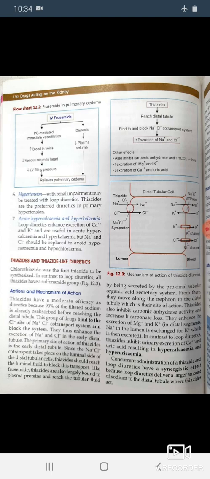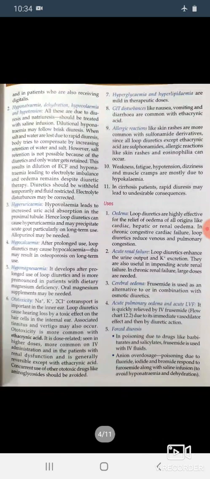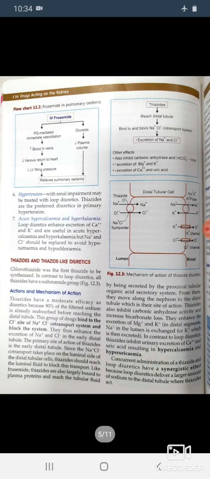So there are 7 uses: edema, acute renal failure, cerebral edema, acute pulmonary edema and acute left ventricular failure, forced diuresis, hypertension, and hypercalcemia and hyperkalemia. So till now we have discussed the mechanism of loop diuretics along with the other supplementary mechanisms, or you can say pharmacological actions of loop diuretics, the adverse effects, and the therapeutic uses. So here we are going to end with the loop diuretics.